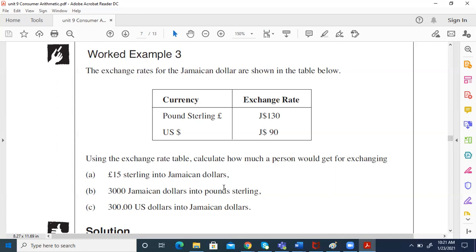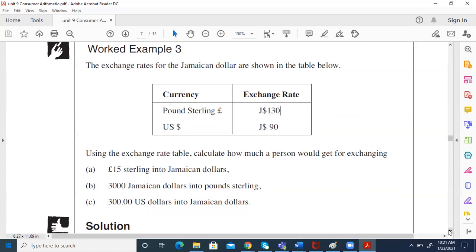I'm getting the rates. This must be a long time ago. You see them rates? $90 and 130. This is a long time ago, sir. It's 145 now and this is almost 200.